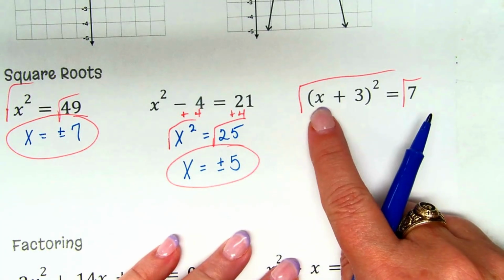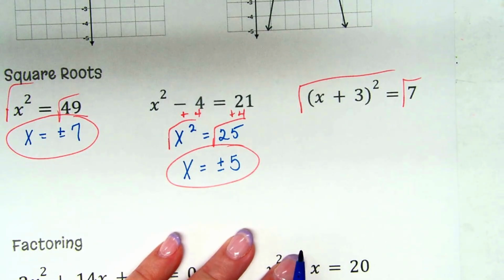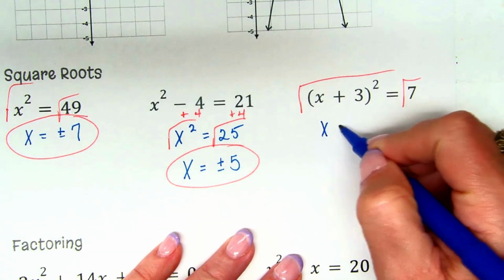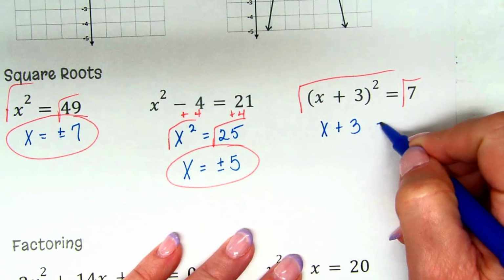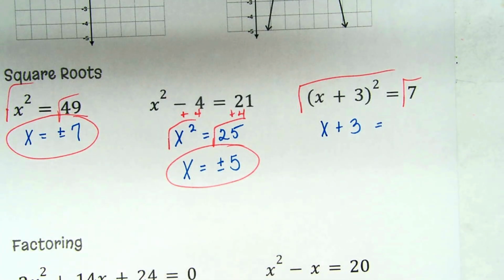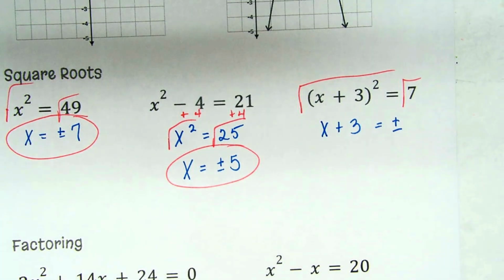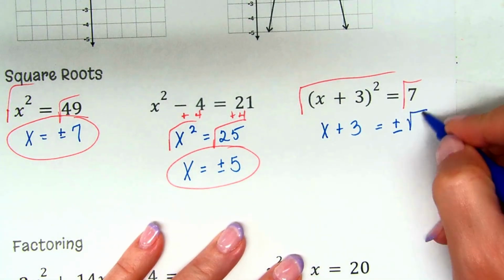What do I get when I take the square root of something being squared? Yeah, I just get that something, right? What do I get on the right-hand side? Who put the plus or minus sign in? Who put the square root sign in there? So we put the plus or minus. Do you know the square root of 7? Nope. Neither do I. So leave it.